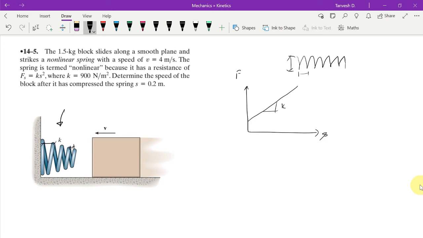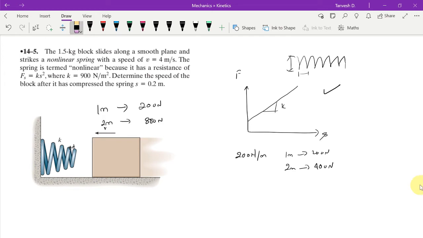So in the linear case, if for example 200 newtons per meter is the stiffness, then for 1 meter, 200 newton is the force required, and for 2 meters it will be 400 newtons, right? So it doubles the force also. But in this case, if for 1 meter I need 200 newton of force, for 2 meters it might not be 400 newtons, it might be something like 800 newtons or 1000 newtons. So the force also does not vary linearly. Anyway, that is not our concern right now.